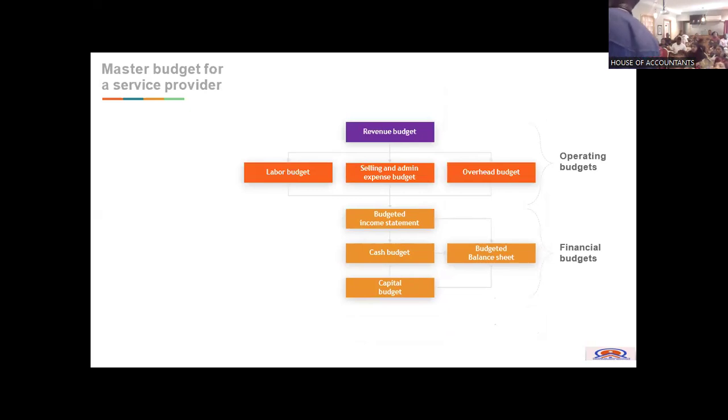So the major budgets for a service provider. You know, the first one is manufacturing. Then for a service provider, we are going to have revenue budget, labor budget, selling and distribution expenses, overhead. Then the financial manager will also prepare something as usual. So you can see that once you know manufacturing, the other one is still covered.